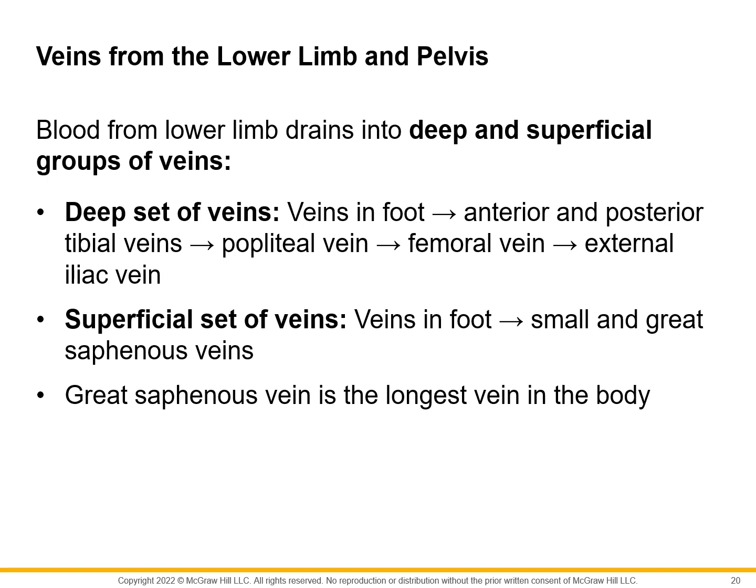The superficial set of veins will drain from the foot and form two veins. One is called the small saphenous vein, and the other is called the great saphenous vein. Both great and small saphenous veins will drain into the femoral vein.